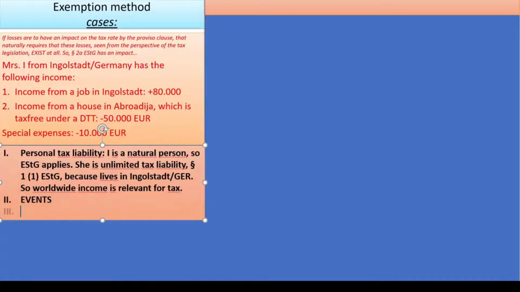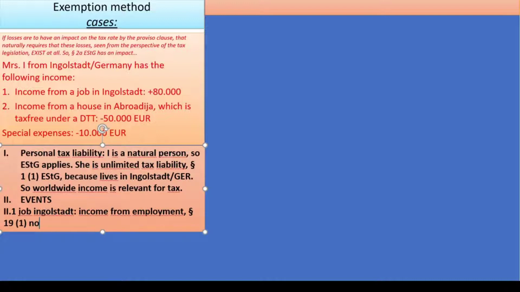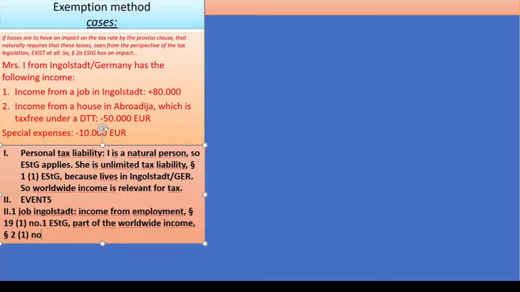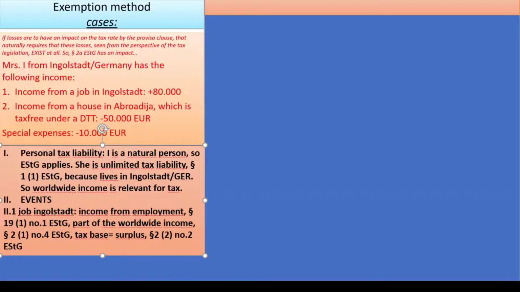The events. Well, 2.1, the job in Ingolstadt, that's income from employment, 19.1 number 1 ESTG, part of the worldwide income, because it's one of the 7 types of income which make up that worldwide income. Tax base is the surplus of revenue over expense, number 2 ESTG, could show that to you if you looked it up, and so here that's 80,000.